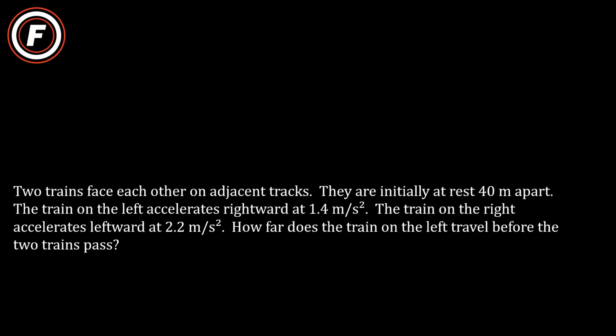Two trains face each other on adjacent tracks. They are initially at rest 40 meters apart. The train on the left accelerates rightward at 1.4 meters per second squared. The train on the right accelerates leftward at 2.2 meters per second squared. How far does the train on the left travel before the two trains pass?